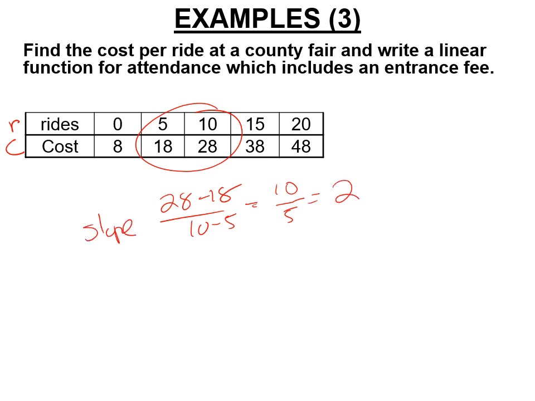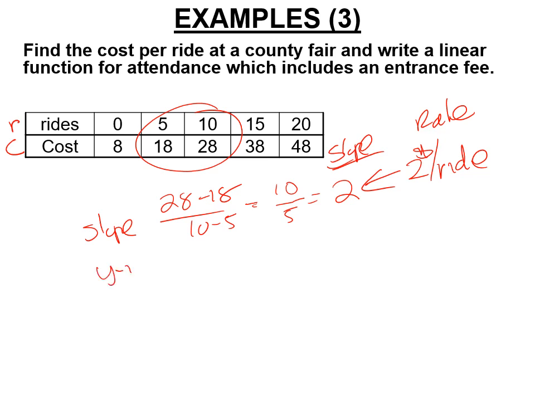What does that mean? That means it's $2 for each ride. $2 per ride. That's what that means. That's the rate. That's the slope. They're always the same number. Okay. What's the y-intercept? The y-intercept here is 0, 8. Right? It's $8 to get in. Okay. And $2 per ride.